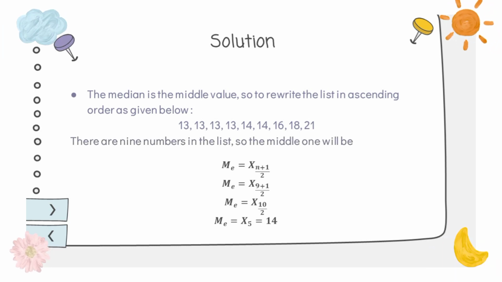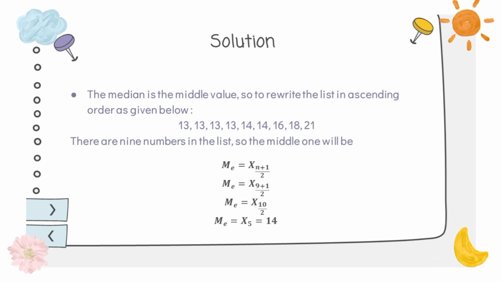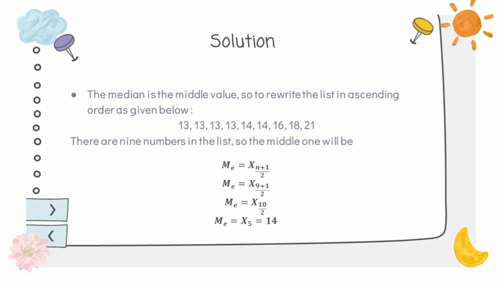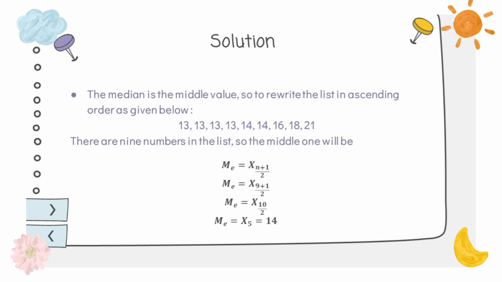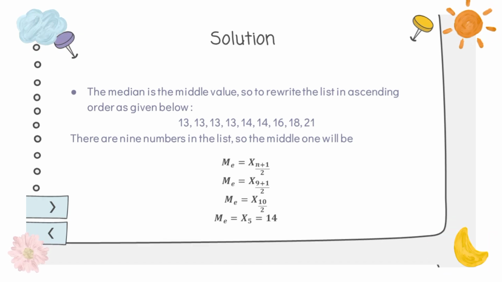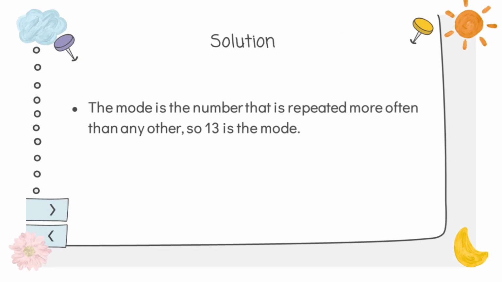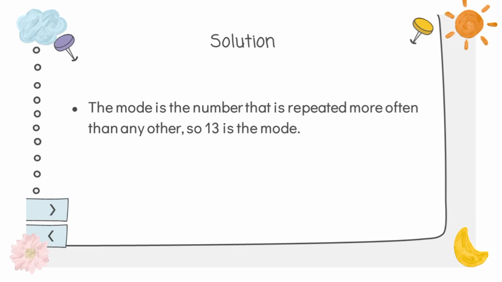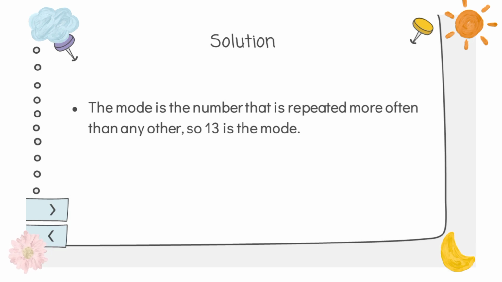There are 9 numbers in the list, so the middle one will be the median, which is x of (n plus 1) divided by 2. So we just substitute it. n is 9. Then we count so that we have the median is 14. The solution for the mode is the number that repeats more than any other. So 13 is the mode.